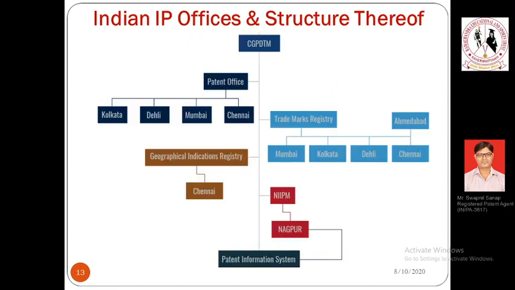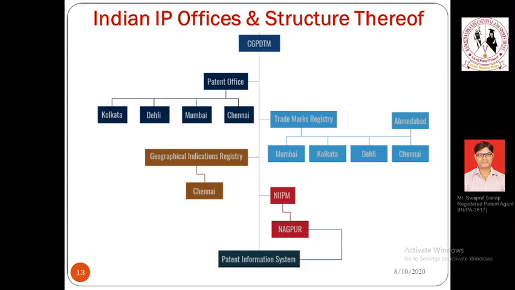Moving on, we are now going to see the structure of the intellectual property offices, that is, the Indian IP offices and their structure. CGPDTM is also referred to as the Controller General of Patents, Designs and Trademarks. This is a kind of post. For example, like we have a police commissioner, then DGP, then IG and so on. Similarly, CGPDTM is a person who is normally an IAS officer allocated to this position for a couple of years, and this person is the head of the offices.